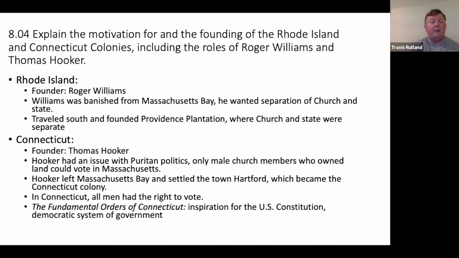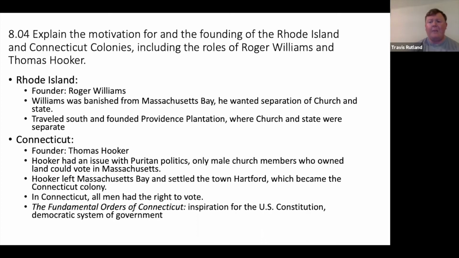All right. Connecticut, on the other hand, was founded by Thomas Hooker. Okay, kind of remember the T's, Connecticut, Thomas. All right, or a hook connects to a piece of fishing line, something like that. Hooker had an issue with Puritan politics. Only male church members who owned land could vote in Massachusetts. And Hooker left Massachusetts Bay and settled the town of Hartford, which became the Connecticut colony.